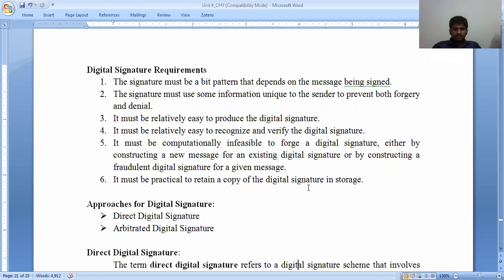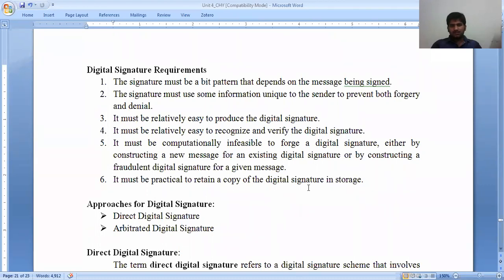The signature must use some information unique to the sender to prevent both forgery and denial. Forgery means faking the sender, and denial means not accepting that message. So for both reasons the signature must have information unique to the sender. It must be relatively easy to produce the digital signature. And another one, it must be relatively easy to recognize and verify the digital signature.